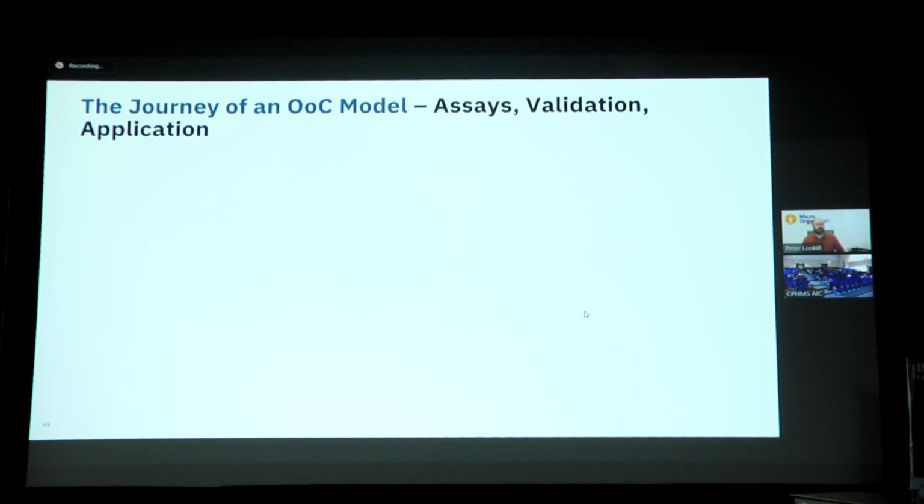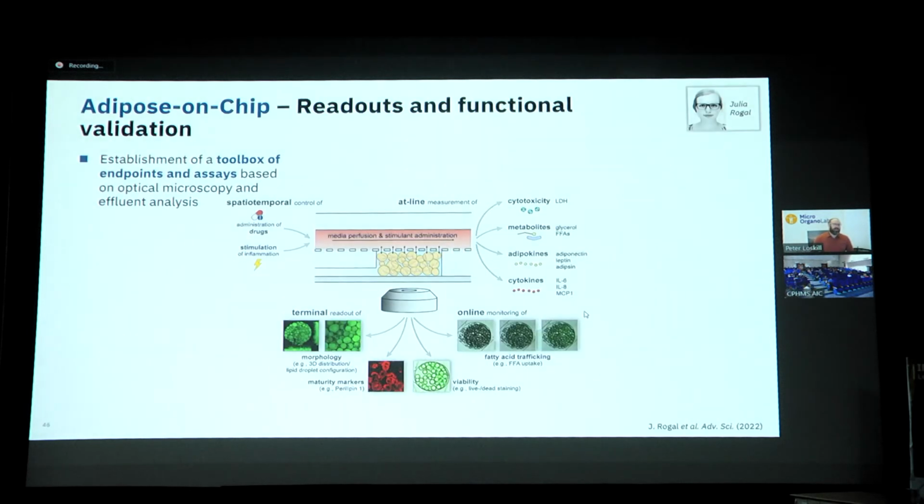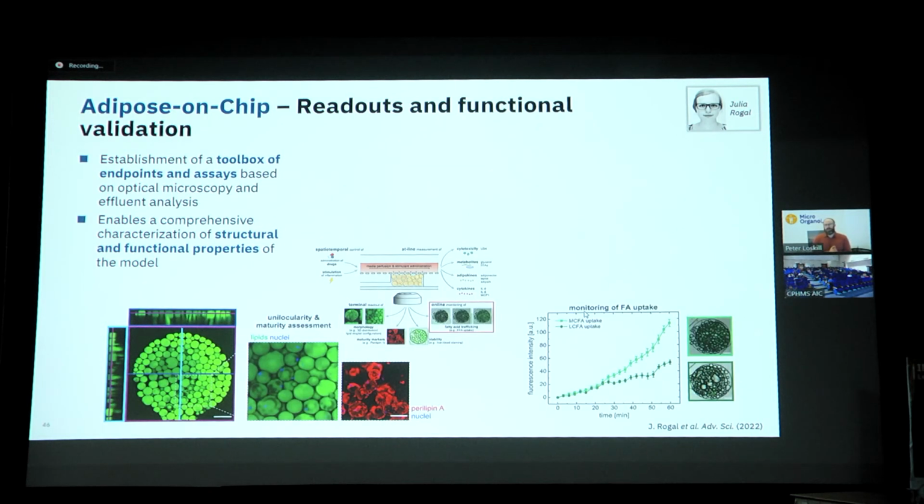Now I'm going to show you an example of what we can actually do in terms of dissecting the biology of the system. And I'm going to show you that with the edible system. In terms of the edible system, we also established first a toolbox of different endpoints. Here we looked on the one hand at structural assessment. We can show that our adipocytes are really unilocular. They're mature. You see perilipin A production, but you can also see the functionality.